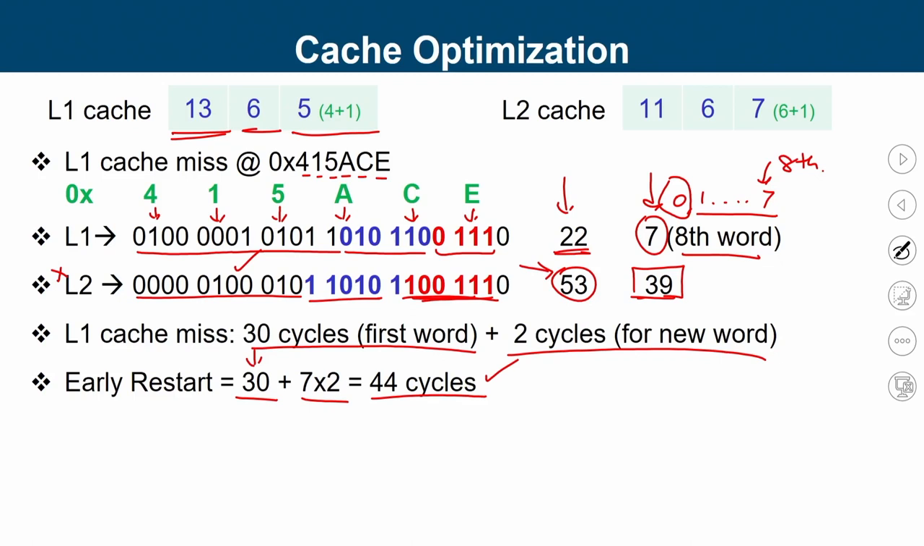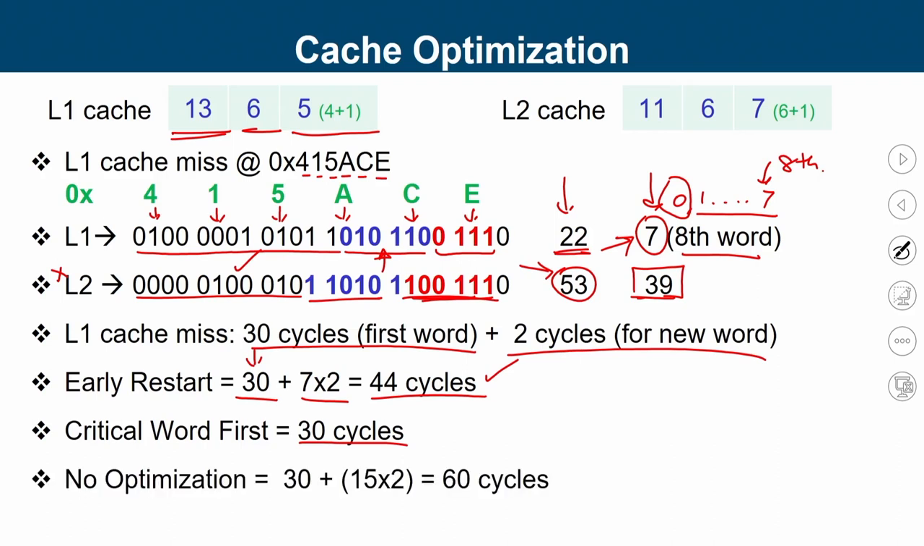So, the crucial component of the question is identifying the word number correctly, and that is what is going to determine this case. Now, when you come to the critical word first, whatever the word number 7 is, that is what you bring first. So, that is the very first word, and that is called 30 cycles. Because of the optimization, the L2 cache rearranges the order in which the words flow from L2 to L1. Word number 7 is taken first, and that is why it is called 30 cycles.